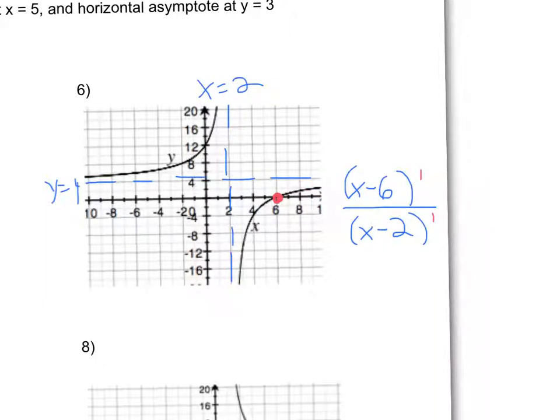To get the horizontal asymptote at 4, I need a leading coefficient of 4 over 1. What you can do is just put a 4 in front here. Then when you distribute, you have a 4x over x, and that would give you your horizontal asymptote. After that, you can always graph it on Desmos or your graphing calculator to see if it fits the shape.